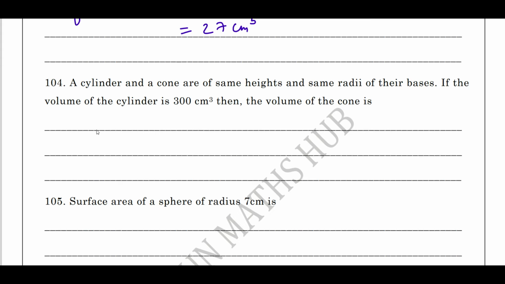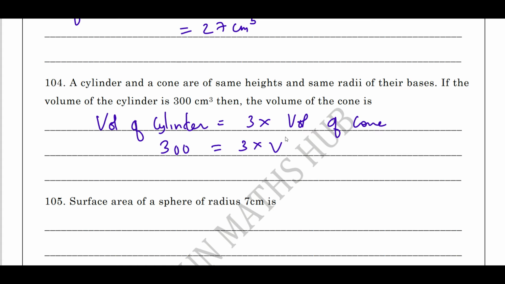Students, we have the relation: volume of cylinder is equal to 3 times the volume of cone. We know that volume of cylinder will be equal to 3 times the volume of cone. The volume of cylinder is 300 centimeter cube, which equals 3 into volume of cone. Now volume of cone is what? 300 by 3, we get 100 centimeter cube.